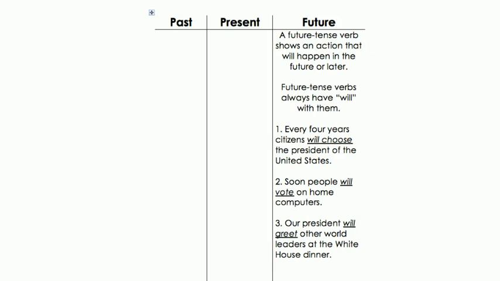Number 2, soon people will vote on home computers. Will vote is the future tense verb. Number 3, our president will greet other world leaders at the White House dinner. Will greet is the future tense verb.